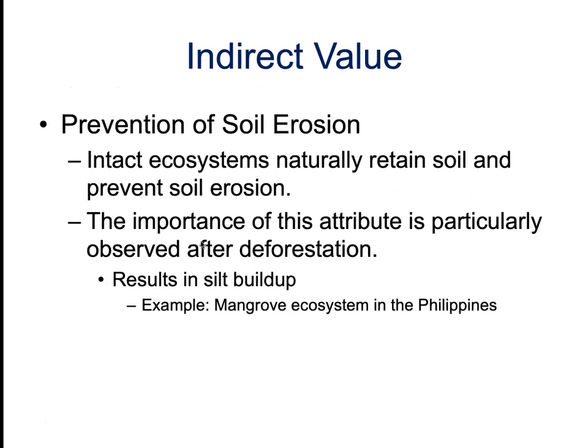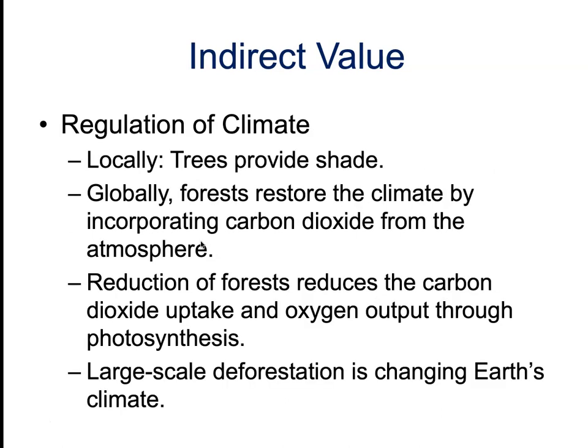Biodiversity can also prevent soil erosion. Intact ecosystems naturally retain soil and prevent soil erosion. The importance of this attribute is particularly observed after deforestation, which results in silt buildup. For example, the mangrove ecosystem in the Philippines. Deforestation led to erosion and silt buildup that is destroying natural estuaries like the mangroves.